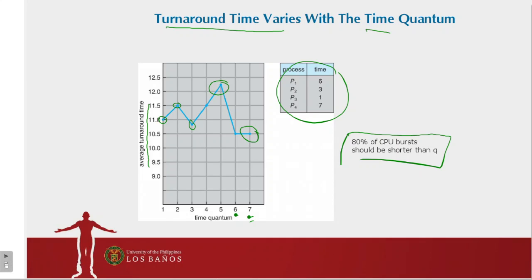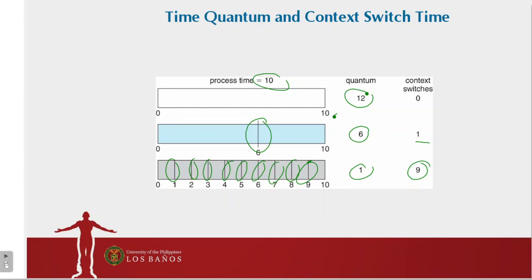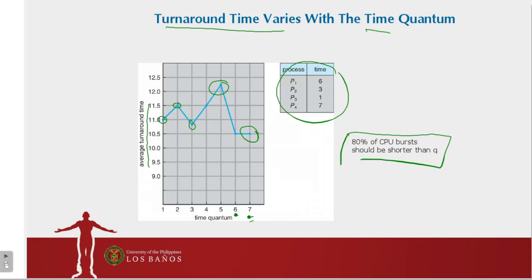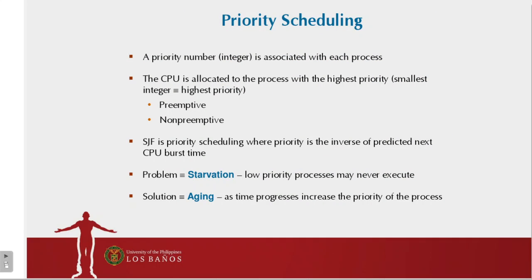So we are in the CPU scheduling chapter and we just finished the round robin CPU scheduling algorithm. So we move on to the next algorithm, which is priority scheduling.